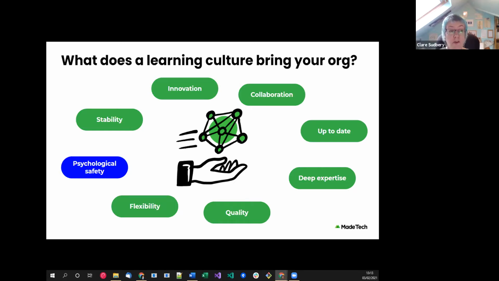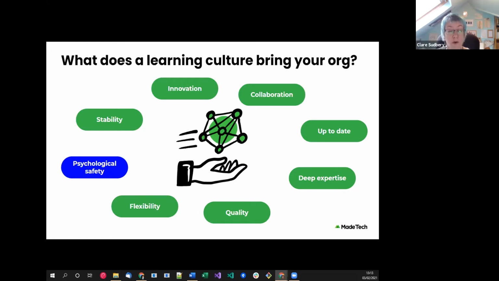And another thing that a good learning culture can bring is psychological safety. Psychological safety is when people in your organization feel safe. They feel psychologically safe. They don't feel like the next interaction with their colleagues is going to make them feel anxious. They don't feel afraid. They don't constantly feel worried about blame.